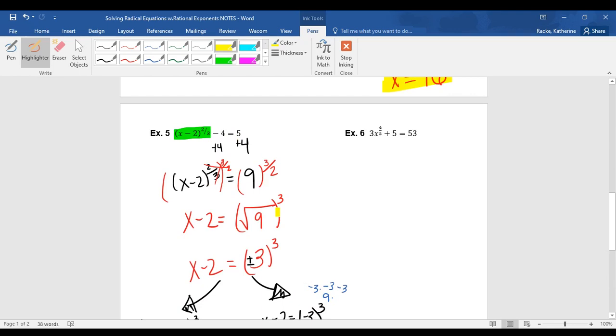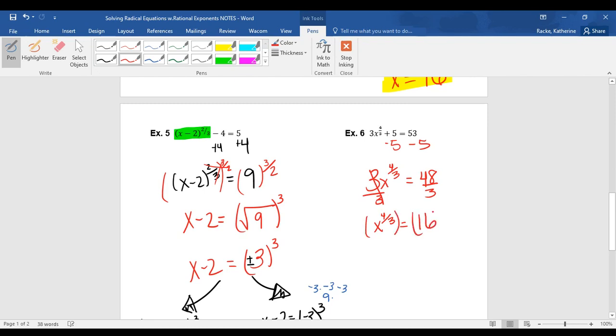I have 3x to the 4/3 power plus 5. So again, the x is the only one that has the exponent of 4/3, so I need to move the 5 and the 3 to the other side. I'm going to start by subtracting the 5. So I have 3x to the 4/3 equals 48. Divide by 3 on both sides. Okay, I have x to the 4/3 equals 16.